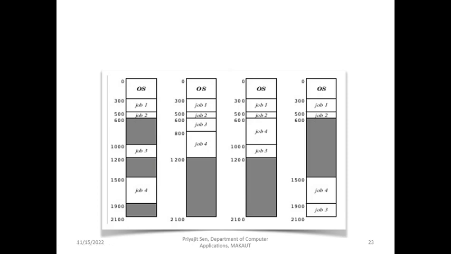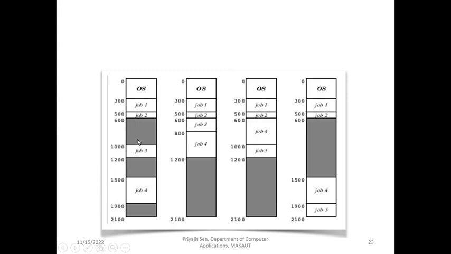So what we are trying here, we may keep the processes. Suppose this is blank from 600 to 1000. Okay, so that means 400 values are blank here. So we may keep a process of size 200. Okay, job 3 we can keep there. So from 600 to 800 will be reserved for job 3, that we have done here.